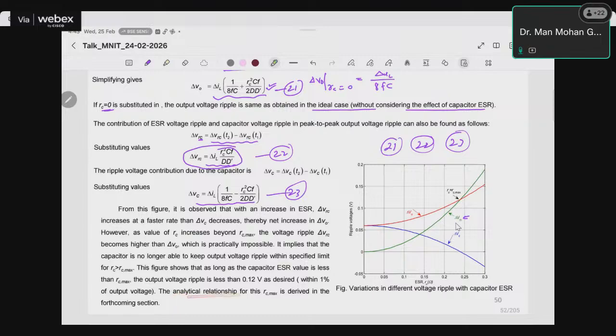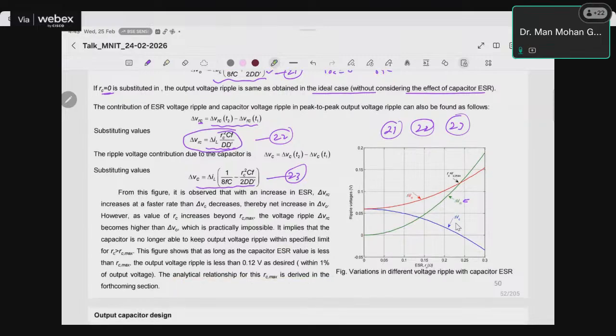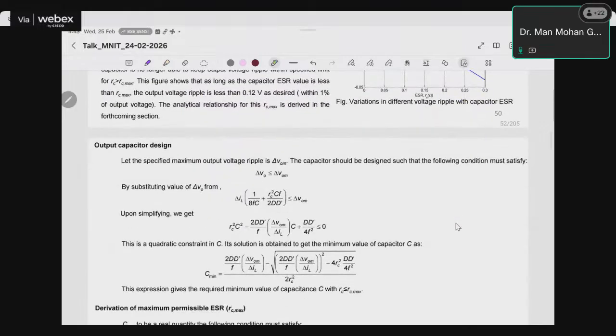The analytical relationship for this RC max we will derive now. So what is this value of RC max? For that purpose, let us say the maximum output voltage ripple which we want is del VOM. This is the desired output voltage ripple. Therefore, this capacitor should be designed in such a way that the actual output voltage ripple, OVR, should be less than this, because this is the maximum that we want and this is the actual, right? So that should always be less than the reference value, right?